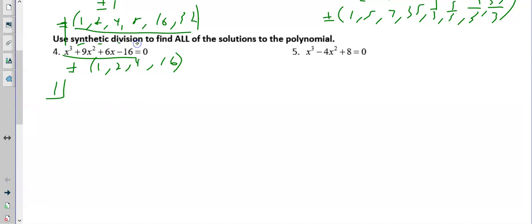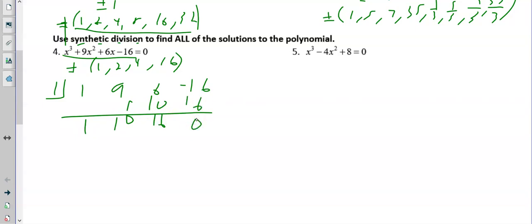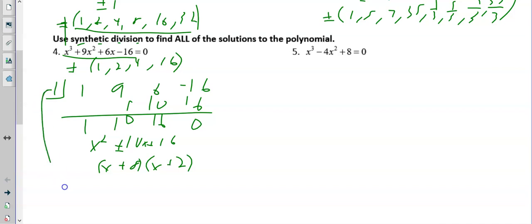So 3, 2, 1, none. 1, 9, 6, -16. 1, 1, 10, 10, 16, 16, 0. That gives me x squared plus 10x plus 16. Two numbers that multiply to give me 16 that add to 10. Easy. 8 and 2, both positive. Okay. Don't forget to bring down this solution. X equals 1, -8, and -2. That's it.